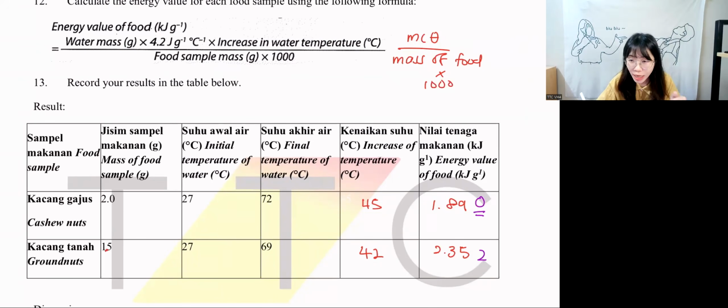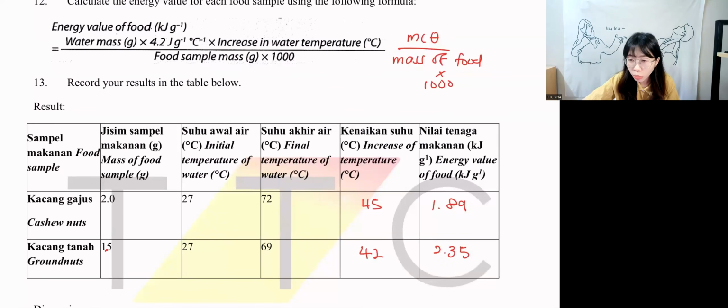Your decimal has to be the same. You cannot have 2.352 and the other one 1.89. Your decimal has to be the same decimal. So when you draw a graph, I suggest you use 2 decimal places, unless your value is a bit small, like 0.0 something. Then you do kilojoule per gram. You could do joule per gram, but this is kilojoule per gram. We have to follow back.